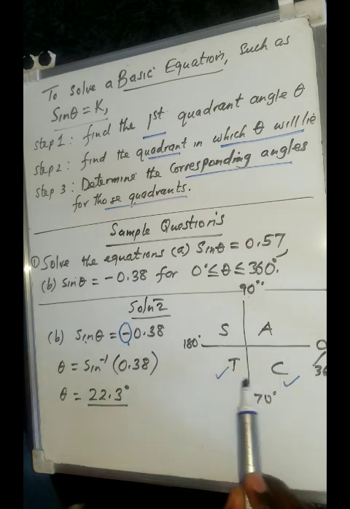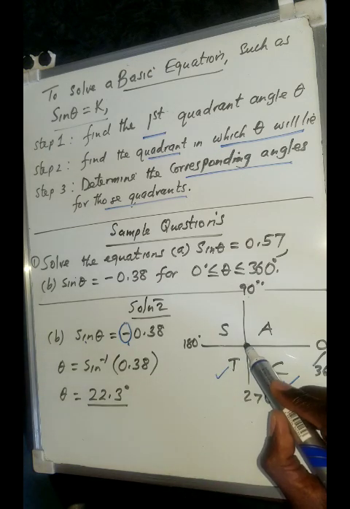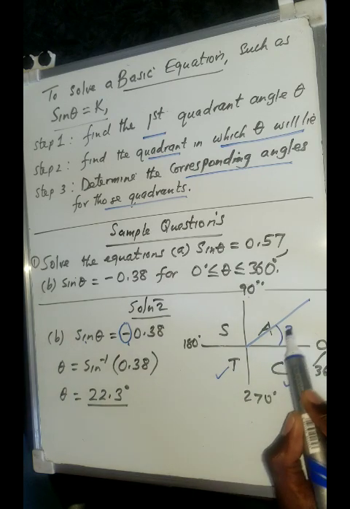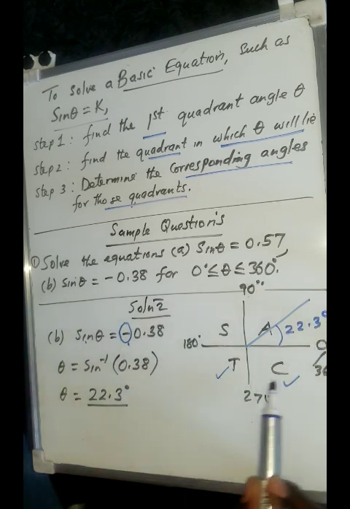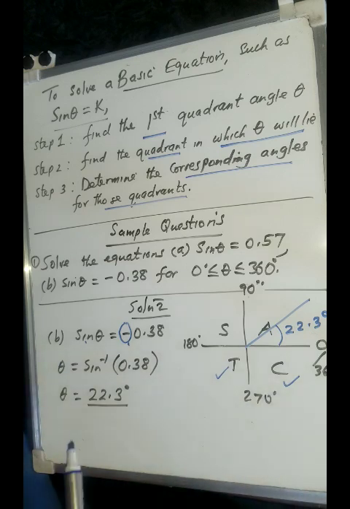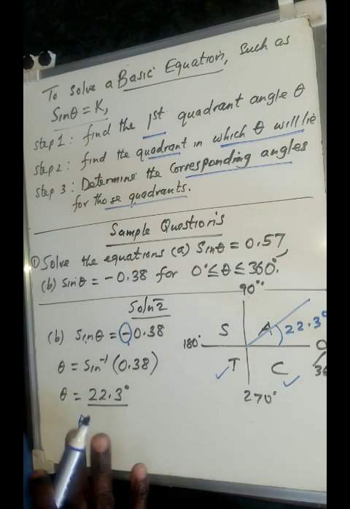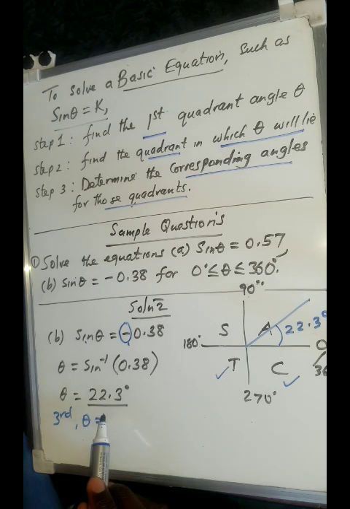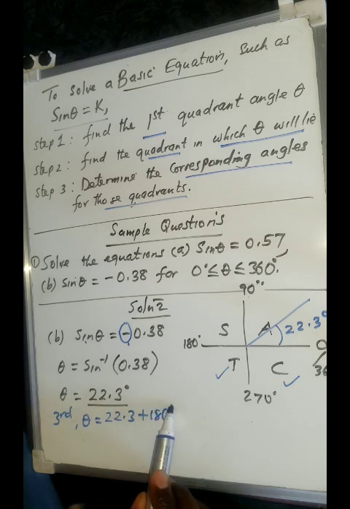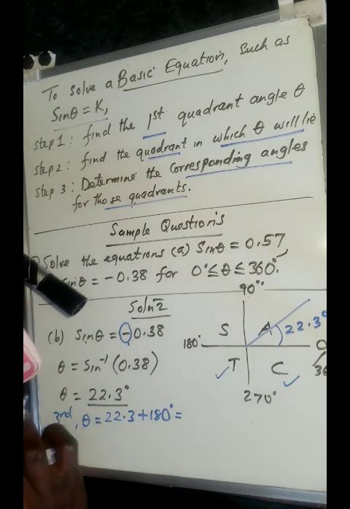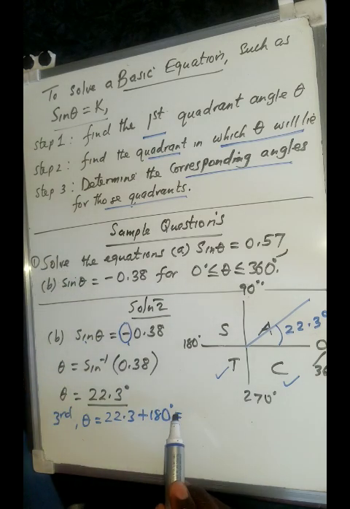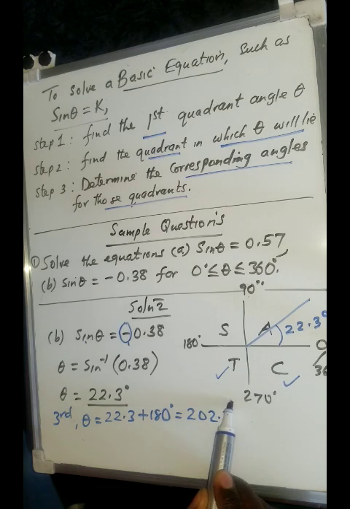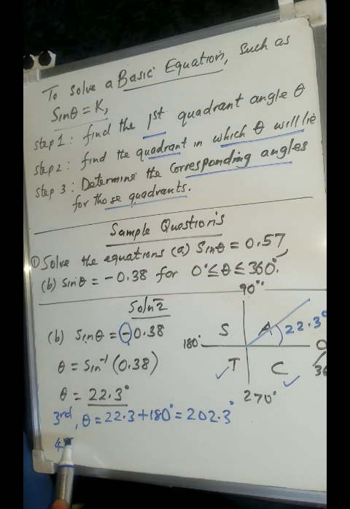So how do we get the angles in the third and in the fourth quadrant? Remember, we know the angle in the first quadrant, which is 22.3 degrees. So to get the angle in the third quadrant, theta will be equal to, remember we said you add, the angle in the first quadrant, 22.3, plus 180 degrees. So what is that going to give us? 22.3 plus 180, and that will give us 202.3 degrees. That is the angle in the third quadrant.